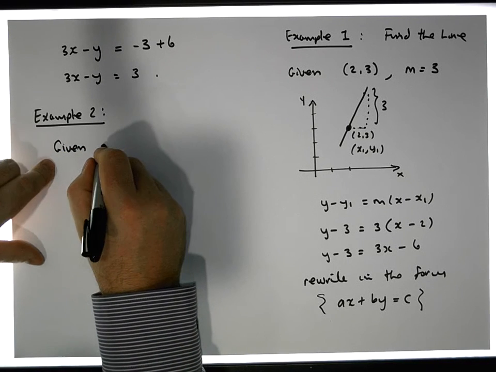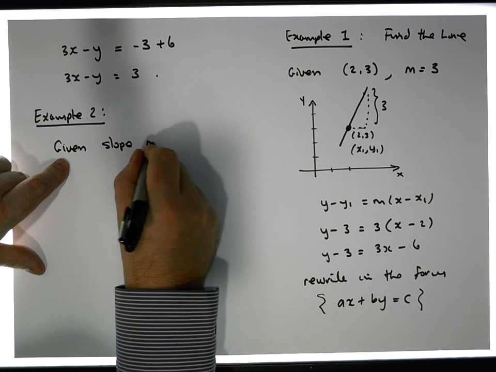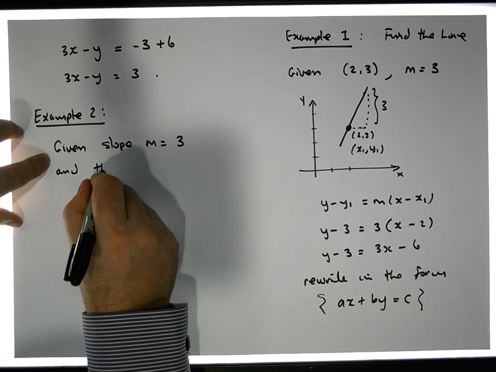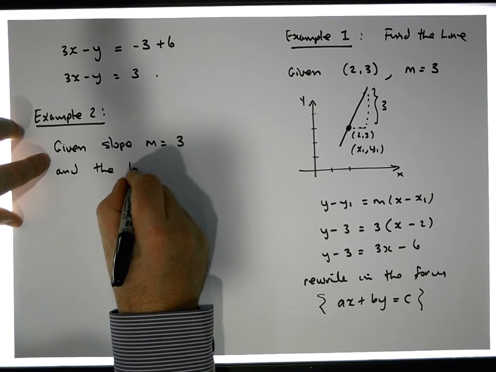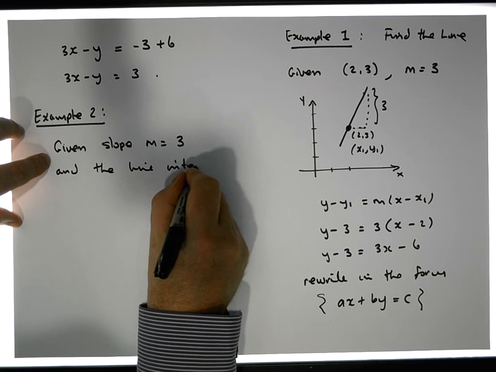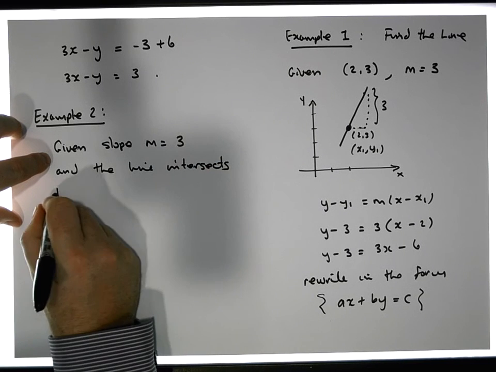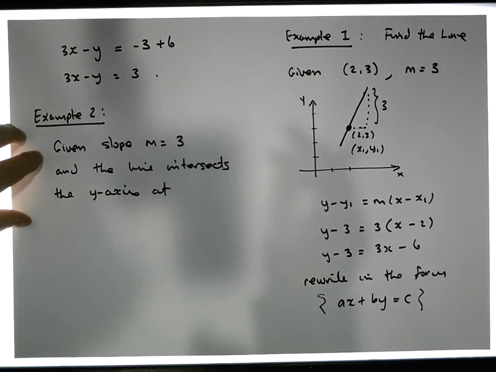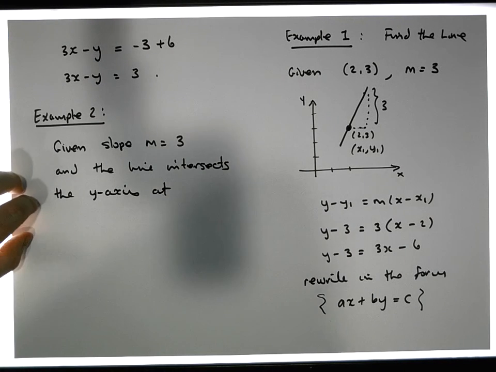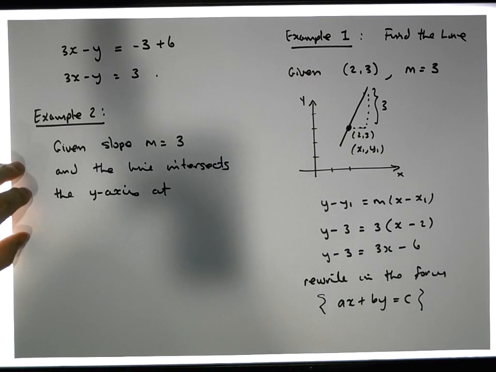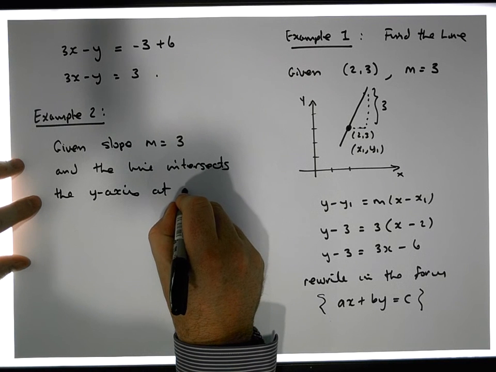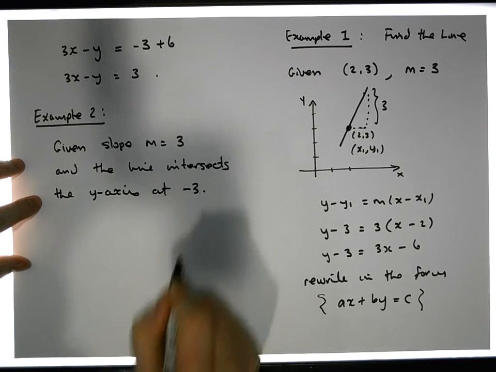Been given the slope m is equal to 3, and let's say the line intersects the y-axis, for argument's sake, at -3. Okay, so at minus 3. And what do we get?